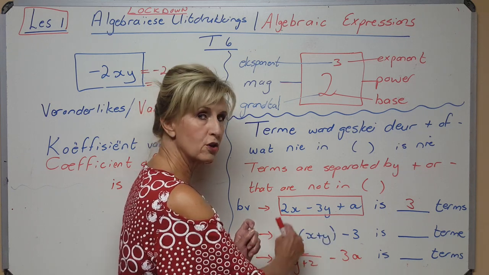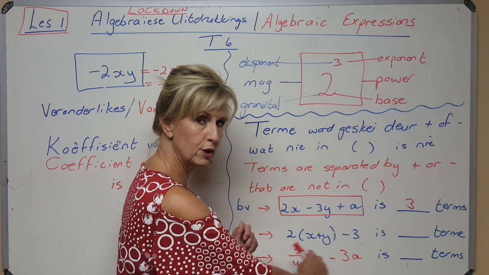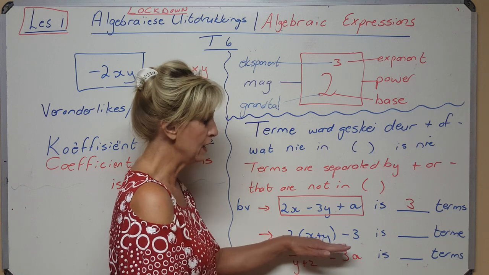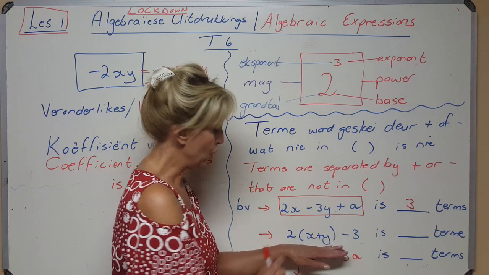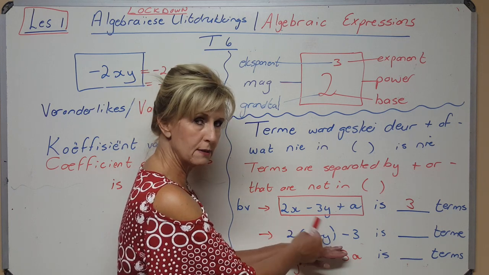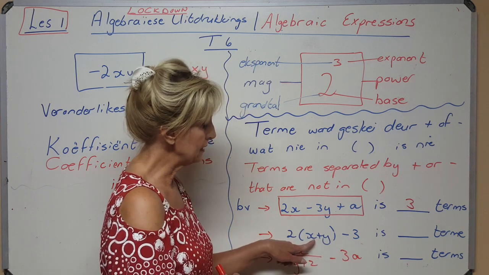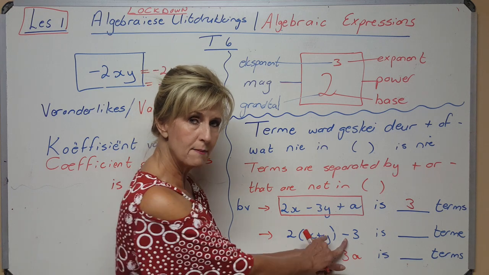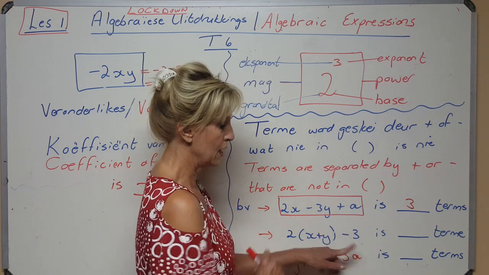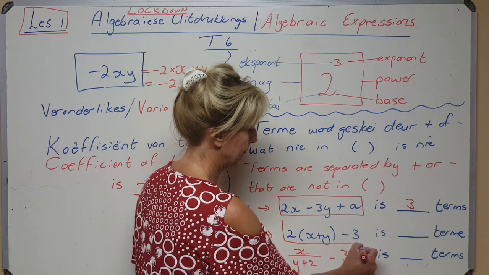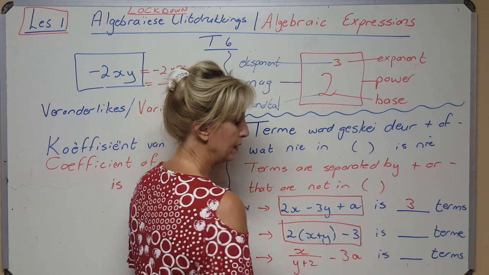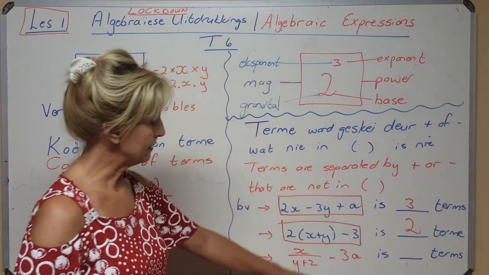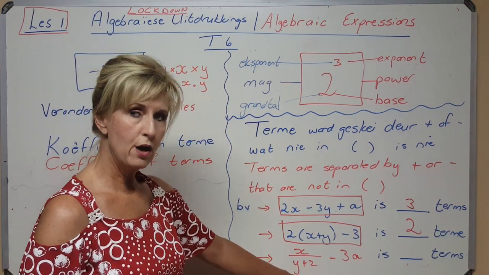Hier's 'n klomp faktore, want faktore is gemaalde goed. Factors are things that have been multiplied with each other. So, this is one term with 2 factors, 2 things multiplied by each other. So daar's 1 term, 2 terme, die min wat hulle skei, daar staan hy. That's the minus that separates the 2 terms. So that thing is how many terms? 2 terms. Then when we have at the bottom here, another one, I want to know how many terms there are.